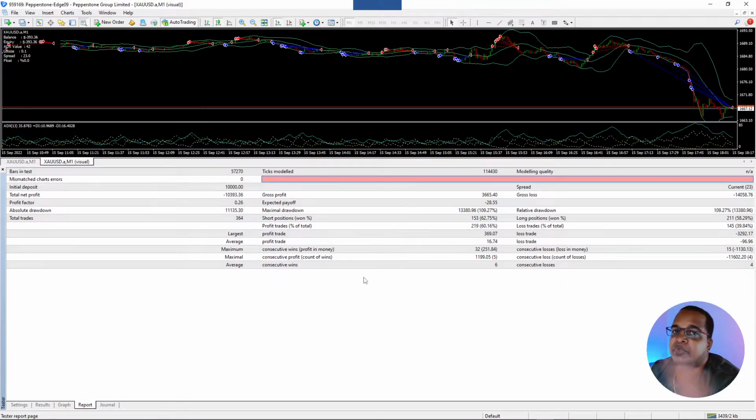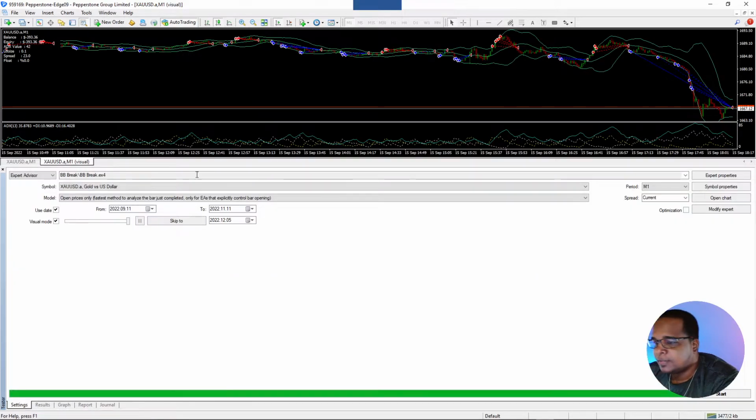So let me just look at the journal before we get to tweaking it. We have a drawdown of 109%. So basically the whole account died, and the profit factor is 0.226. So that was terrible.